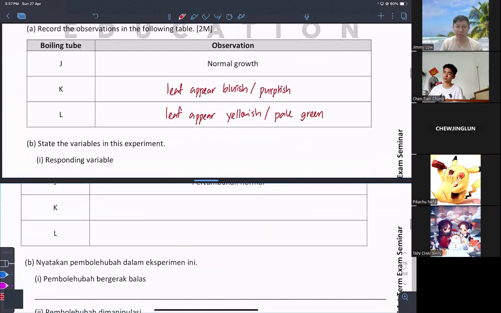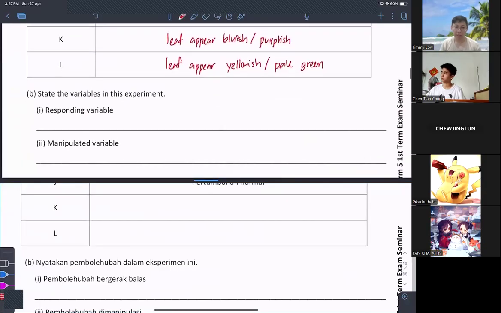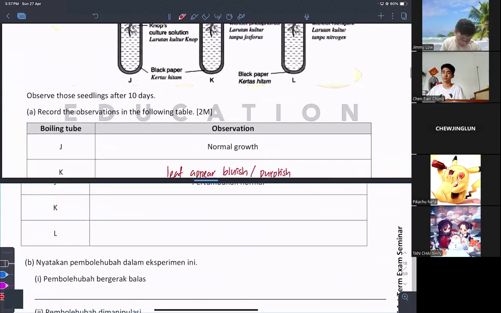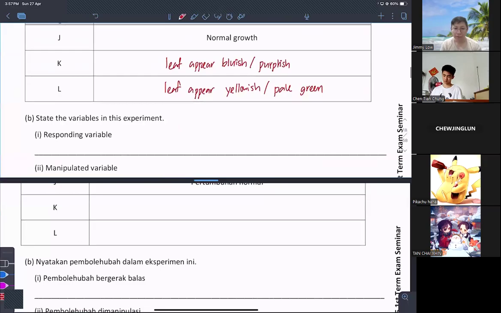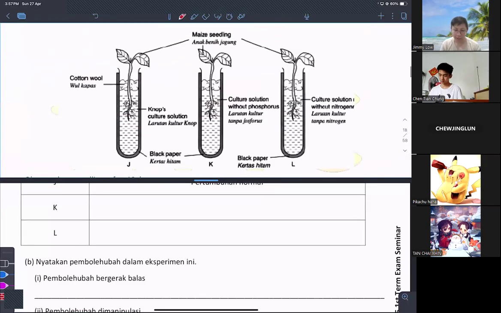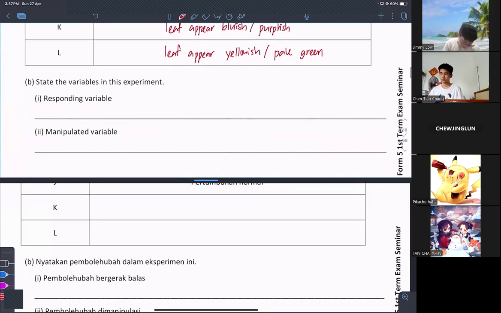All right. So state the variables in the questions, right? This one, manipulated variable, you cannot copy the table already, because the table is not complete. So that's why you have to self-understand sometimes lah. Okay. So the manipulated variable refers to what? The culture solution lah. Okay, the solution. Okay. You can say the content of culture solution. Kandungan culture. Okay, you can say something like this.